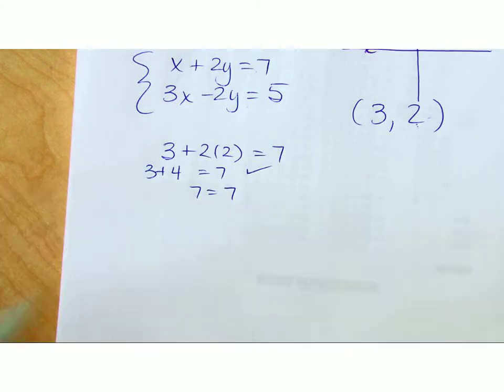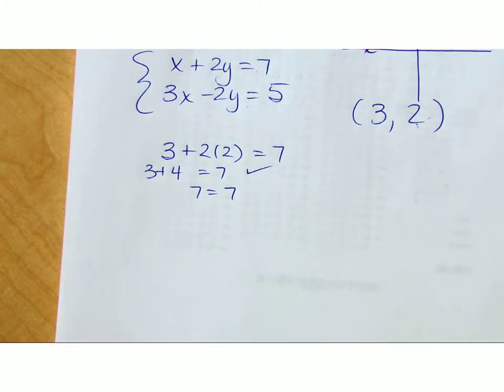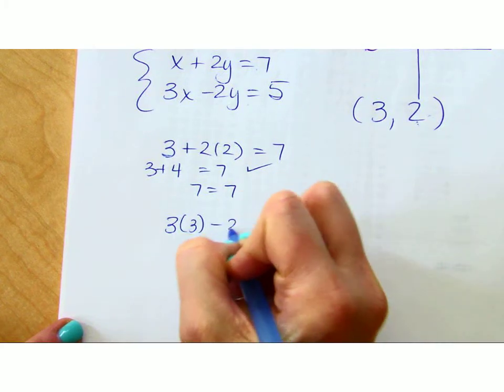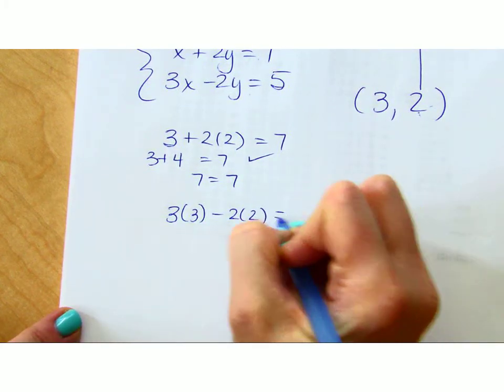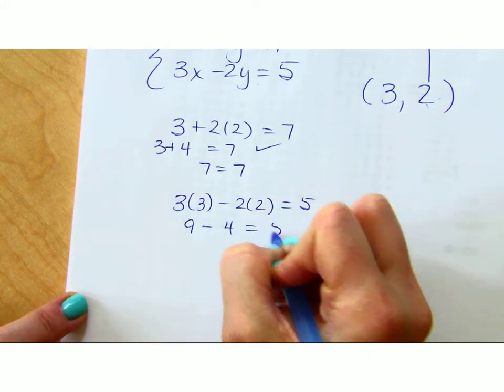It's going to say 7 equals 7. That is a yes. Then they're going to put a little check mark under it. Then that means that they have to check the second one, because if it's on this one also, 9 minus 4, does that equal 5?